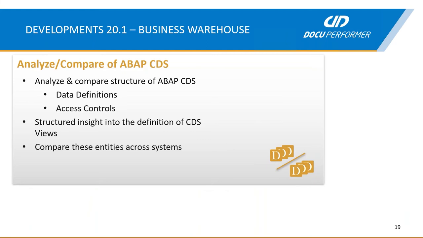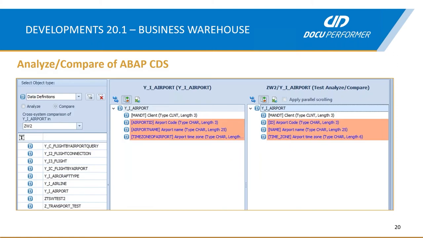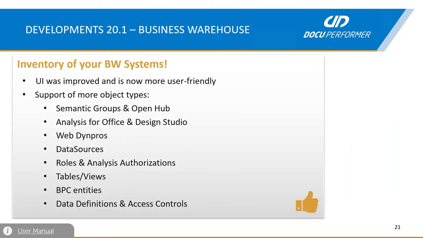All right, the same improvement was done for ABAP CDS views, meaning it's now possible to analyze and compare ABAP CDS views based on the data definitions and the access control. This is a big advantage because now you can compare two ABAP CDS views based on their structure without having a detailed look into the coding. The field definition is displayed in a simple, structured way, and you can see differences quite easily regarding the technical name of a field, the type definition, or even the length. As you are used to, the Docu Performer offers the option to highlight all differences, so it's easy to catch up. We also improve the compare entities of system analysis function.